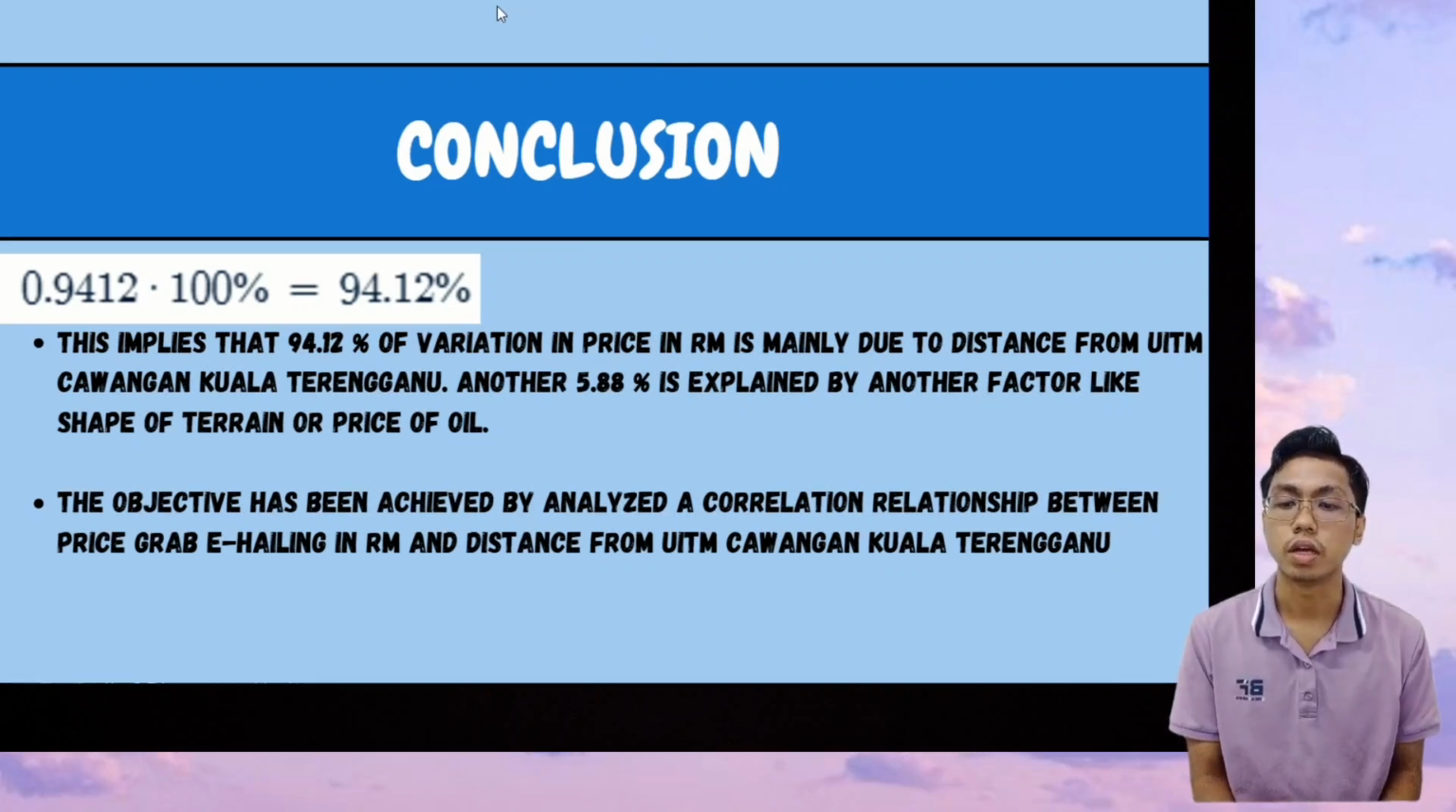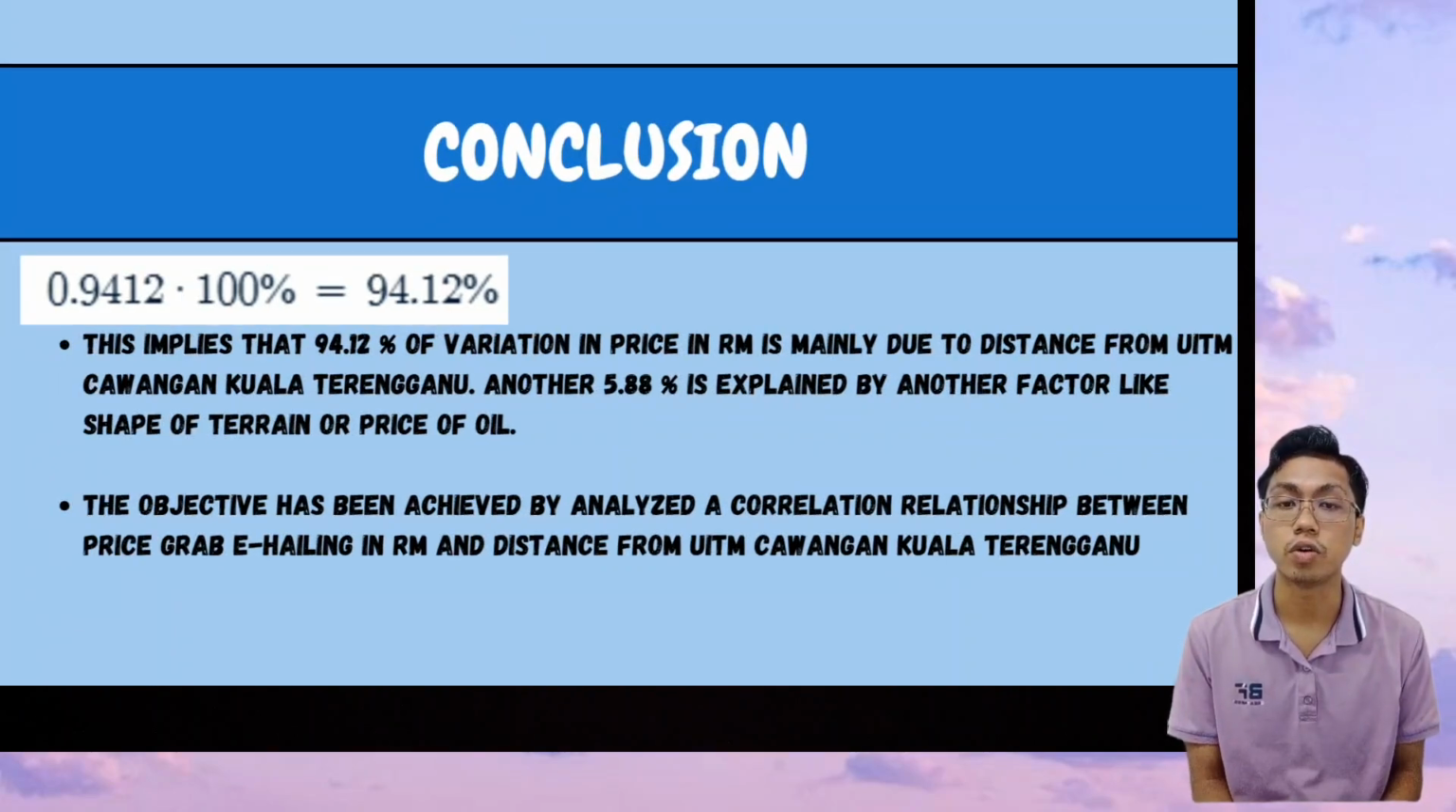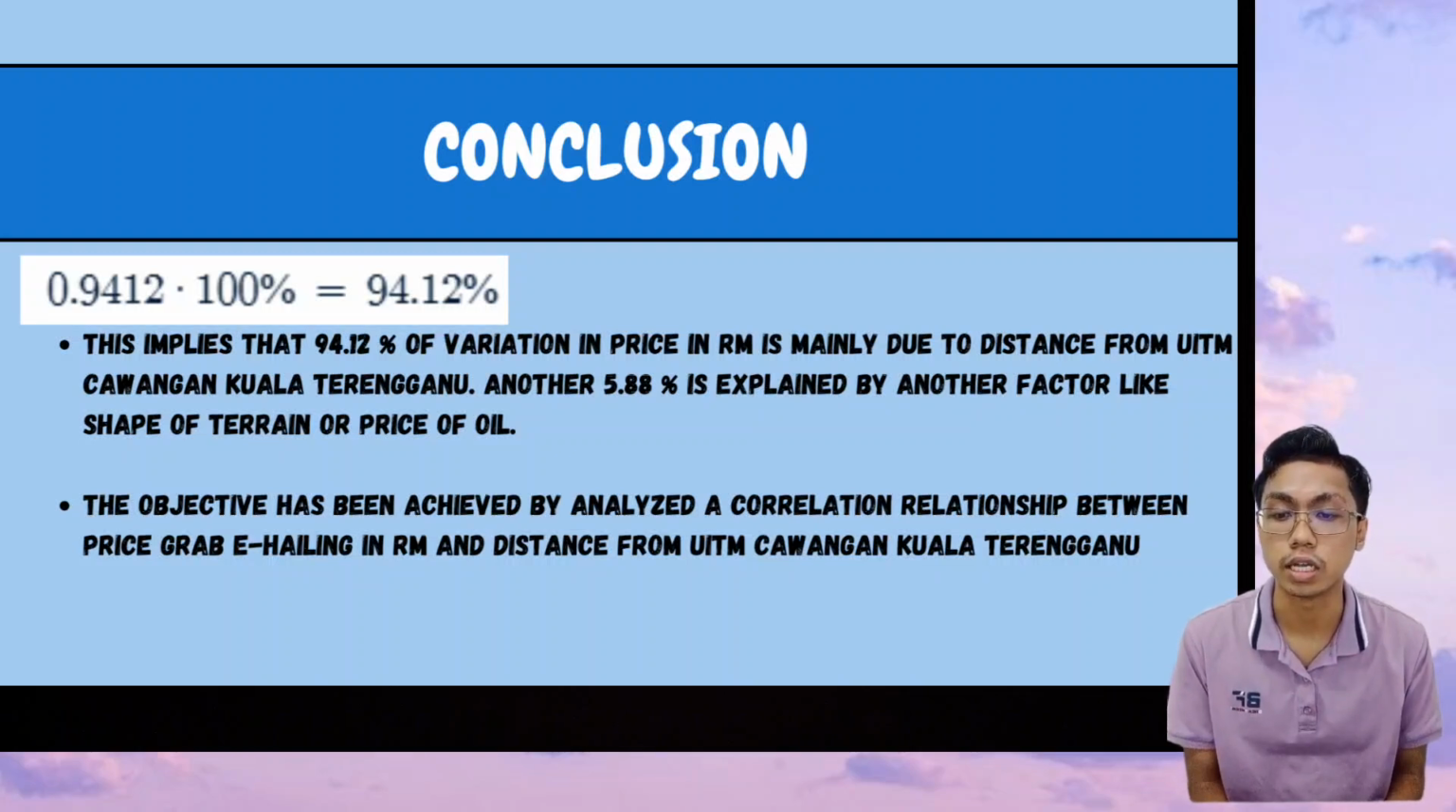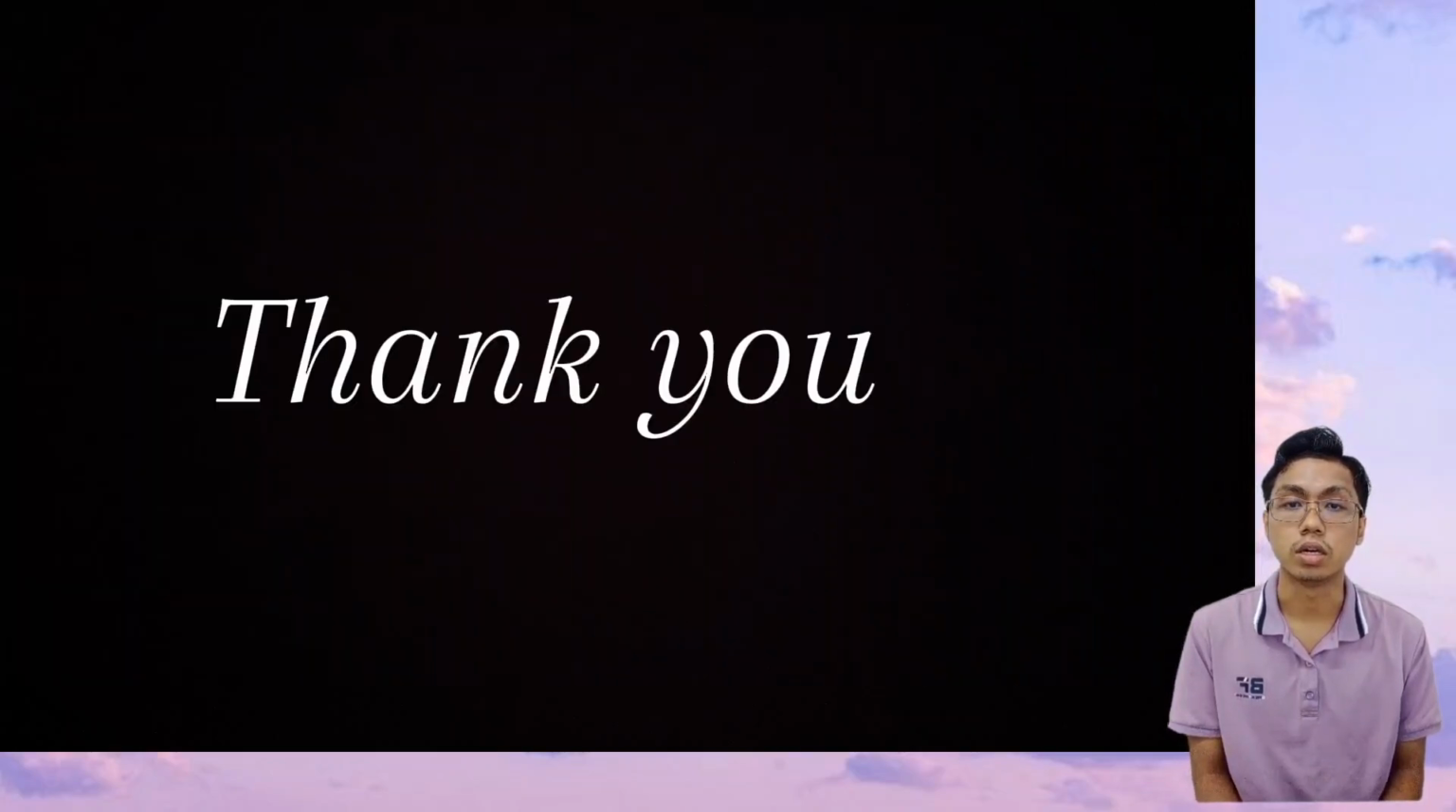Lastly, conclusion. This implies that 94.12% of the variation in price in RM is mainly due to distance from UiTM Cawangan Kuala Terengganu. Another 5.88% is explained by other factors like shape of terrain or price of oil. The objective has been achieved by analyzing the correlation relationship between the Grab e-hailing price in ringgit Malaysia and distance from UiTM Cawangan Kuala Terengganu. Thank you.